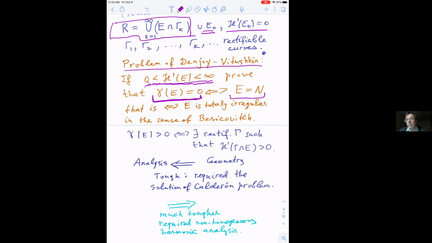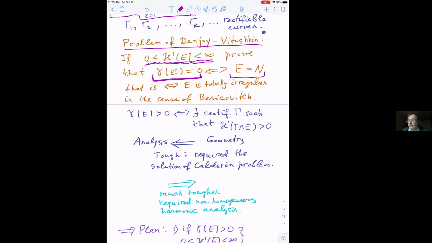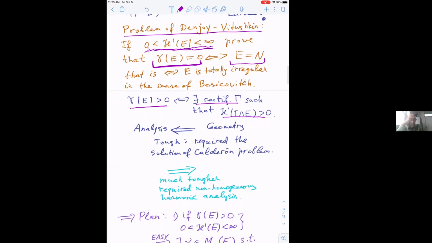Okay, so let's reformulate this problem to make it sound a little bit easier. To prove it, it's necessary and sufficient to prove the following result. The set is not removable for bounded analytic functions if and only if there exists a rectifiable gamma such that the length of the intersection is positive. This claim is exactly equivalent to the problem of Denjoy and Vitushkin. Now it's very easy to see after the Besicovitch structural theorem. You apply it, and then it reduces this problem to this claim, which sounds a little bit easier. So the set is not removable, its analytic capacity is positive, if and only if an essential part of this set lies on a rectifiable curve.